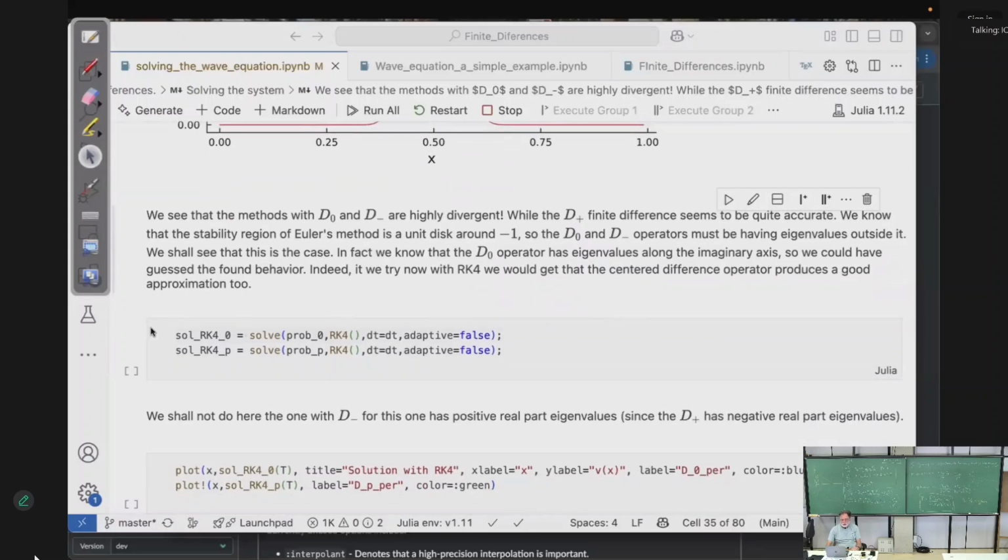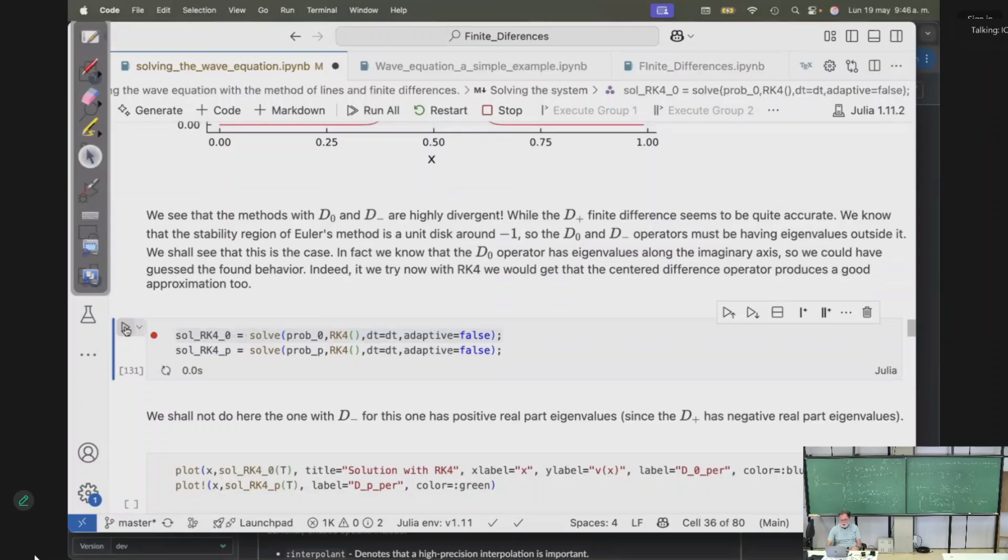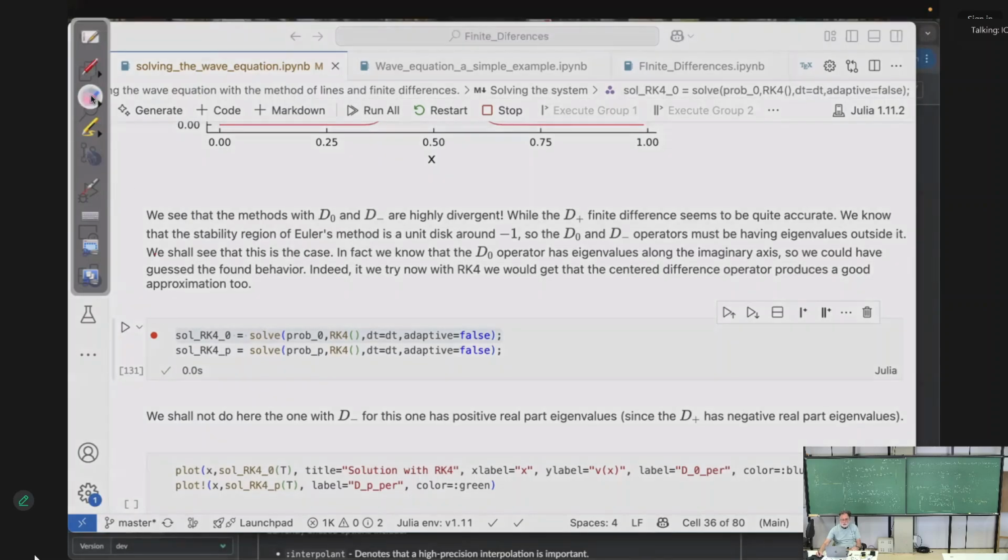So now we can solve with Runge-Kutta. And you see, I'm just solving these two because we know that the other is going to be, I know what's going on here.